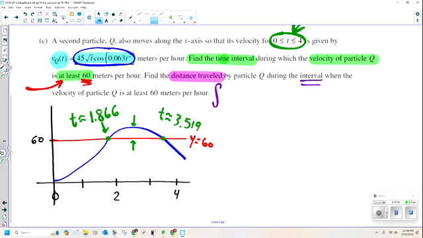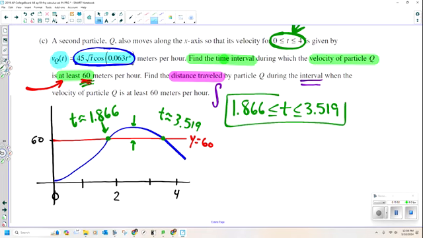So let's actually answer this. The time interval during which my velocity for Q is at least 60. That means it can equal 60, 60 or bigger. Since it can equal 60, that means I need to have equal signs under there. That's the interval.